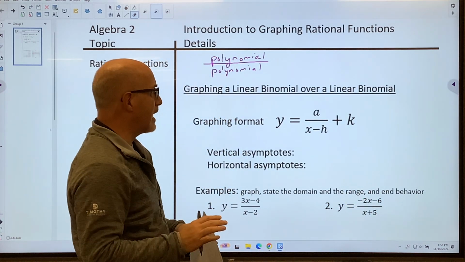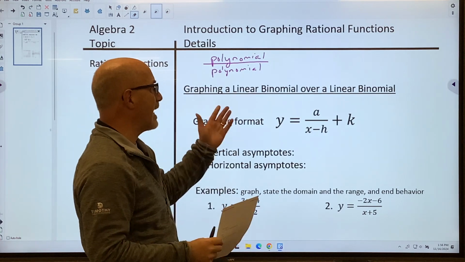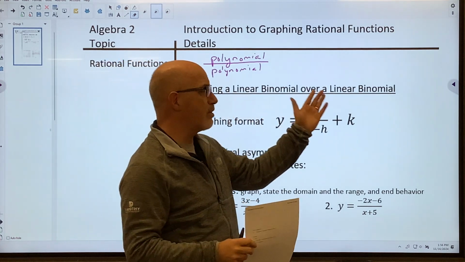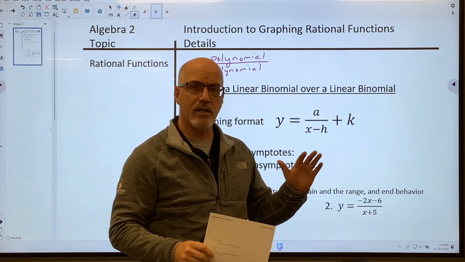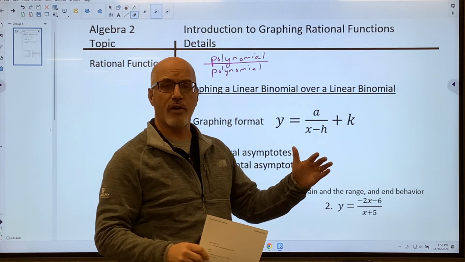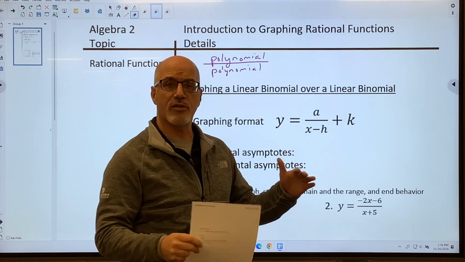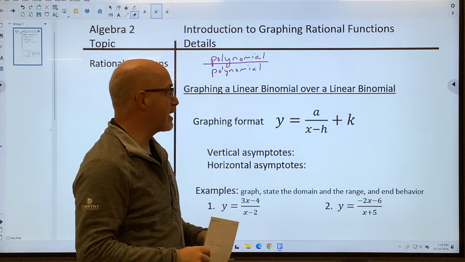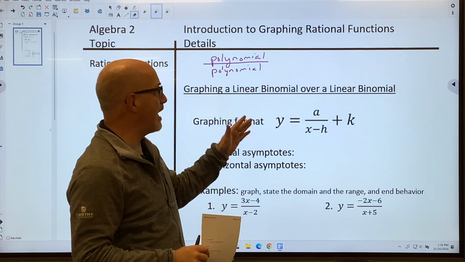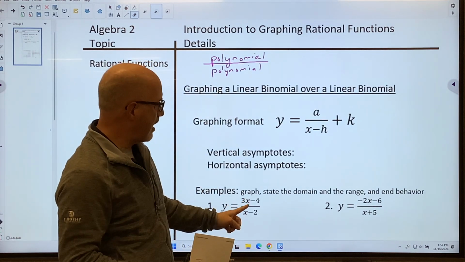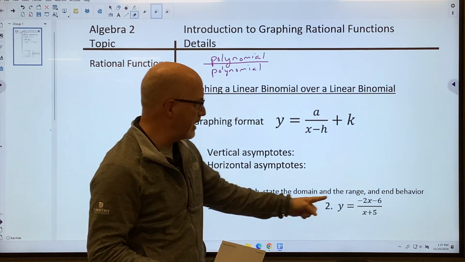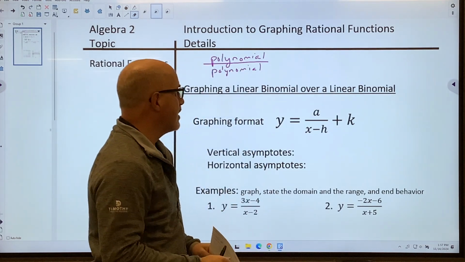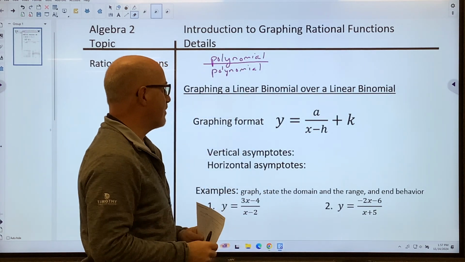Today, though, for this lesson, we're going to look at a linear binomial over a linear binomial. We're not going to look at adding quadratics or constants or cubics, things like that, until the future. But for today, we're just going to look at when we have a linear binomial over a linear binomial. So let's look at the format of this.